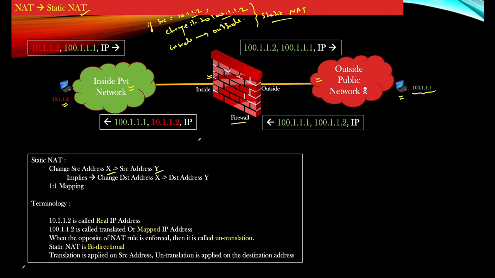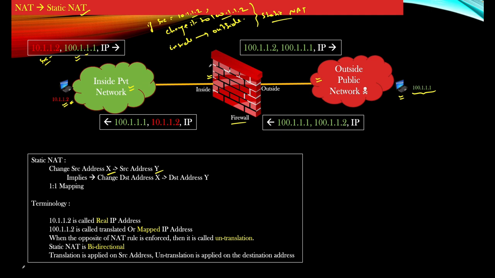Alright. Now, when the source machine, that is the machine present inside the private network, wants to communicate with the destination machine on the public network, this machine would generate a packet, and in that packet, obviously the source address would be its own IP address, that is 10.1.1.2. And since it wants to communicate with the machine on the public network, it will specify the IP address of that machine as the destination IP address in the IP header of the packet, which is 100.1.1.1. As simple as that, right?